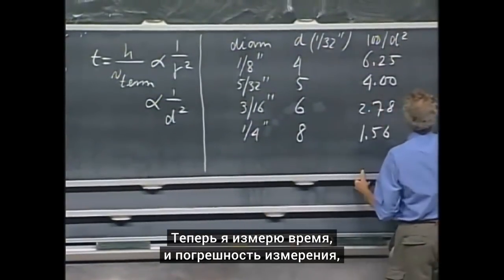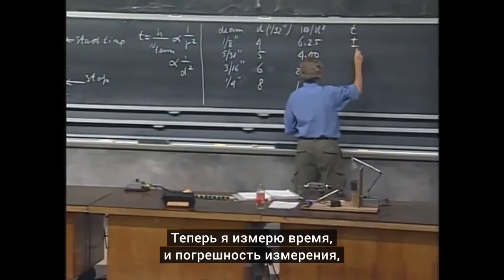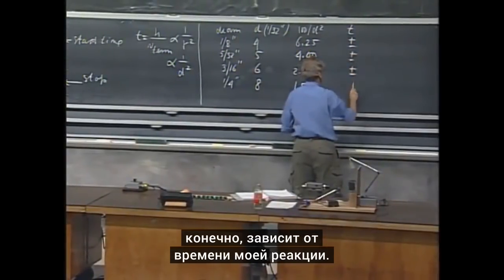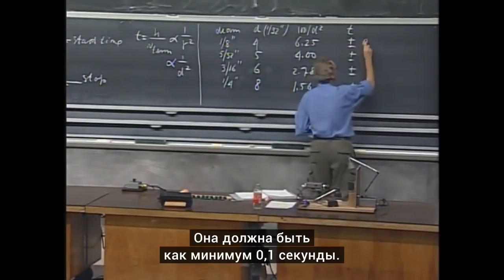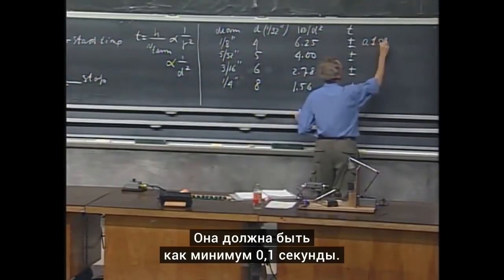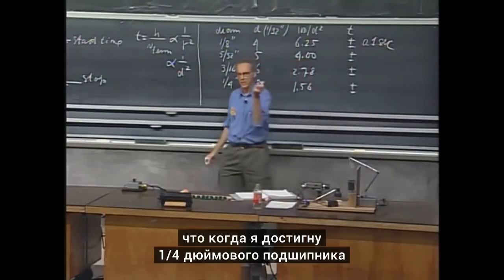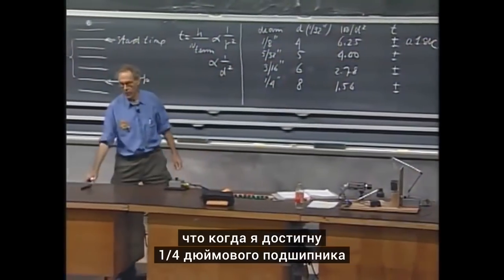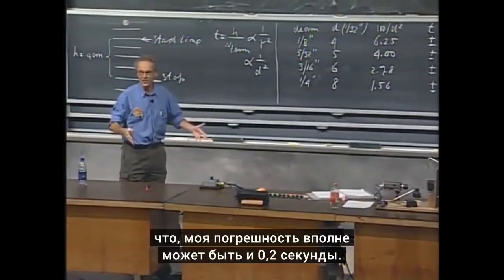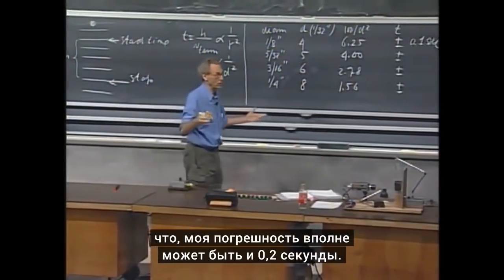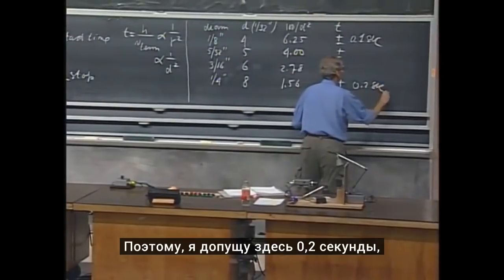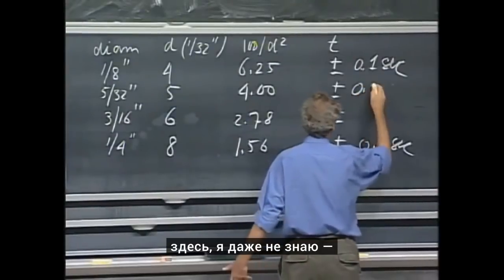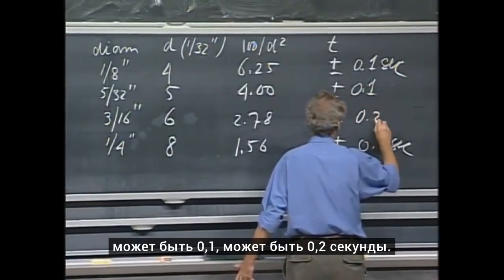And now I'm going to time it, and my timing uncertainty is of course dictated by my reaction time. That should be at least 0.1 second. However, you will see when I reach the 1/4 inch ball bearing that it goes so fast that my error could well be 0.2 of a second. It goes in a flash. So I would allow here 0.2 of a second, and here I really don't know, maybe 1/10, maybe 0.2 of a second.